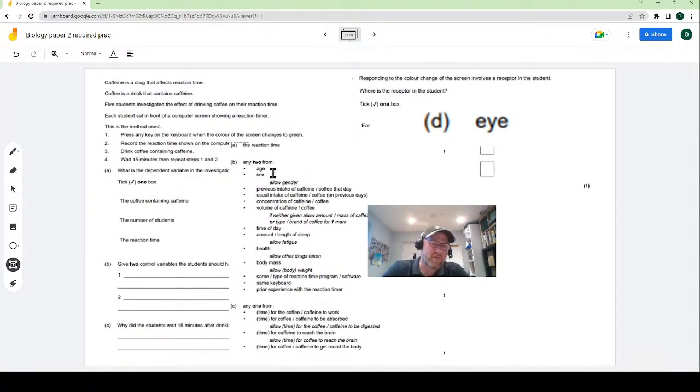So the control variables: age, gender, time of day, amount of sleep they had, the health of the students, how heavy they are. Because if you're like 100 kilos, caffeine's not going to affect you as much as someone who's lighter. Same with alcohol. If you're drinking alcohol, the bigger someone is, the less effect. The more cells they have in the body, the less effect on them. So yeah, all of that kind of stuff. They've got loads of things there, and there'll be loads more that aren't there as well. To give time for the coffee to be digested, time for it to work, time for it to have an effect. Absolutely.